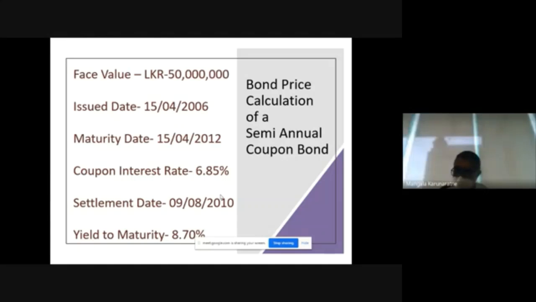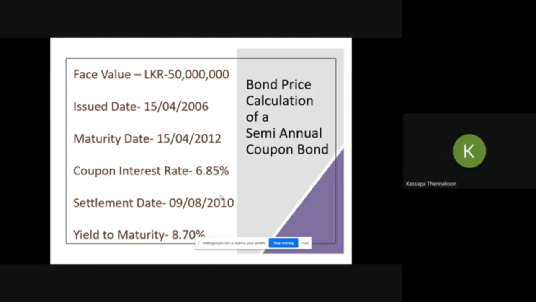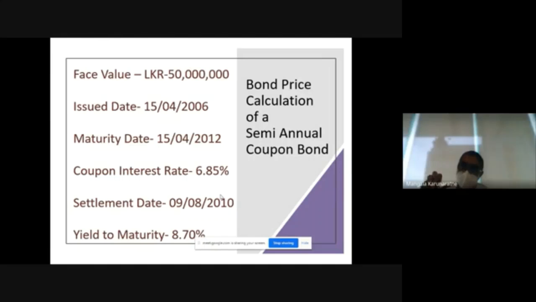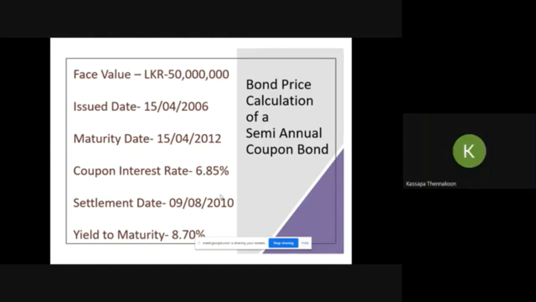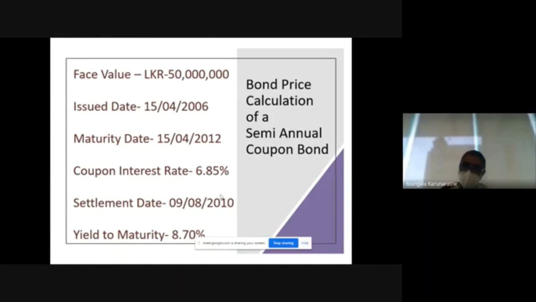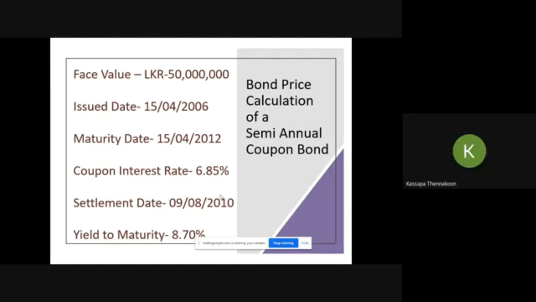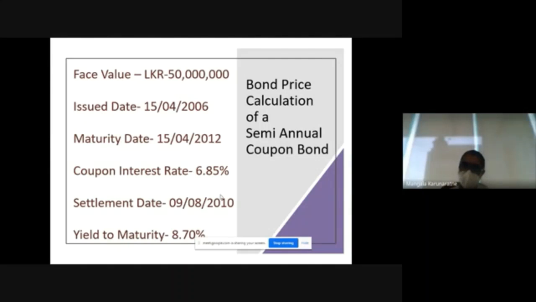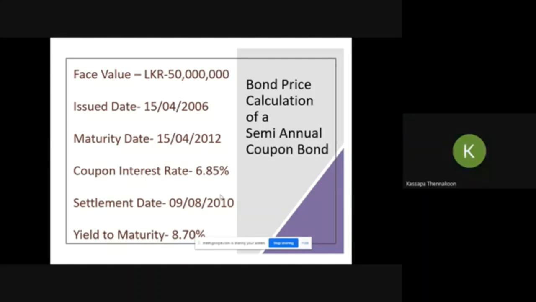Now we are in August 2010. So the last coupon, the lastly paid coupon, was 15/4/2010. Is that clear? Yes, sir. But the next coupon would be 15/10/2010, right? Yes, sir. So that is our current coupon period.